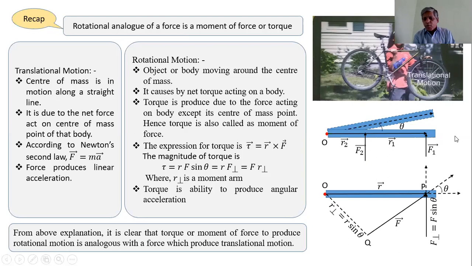Also, if we apply the force parallel to the surface of the door, or along the direction of the axis of rotation, toward this axis of rotation along the position vector, at that time the door cannot perform any rotational motion. Rotational motion will not be performed.